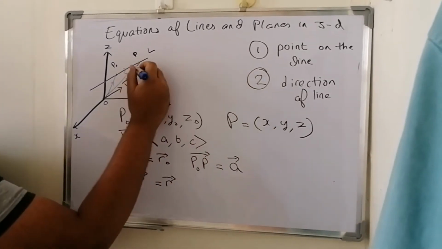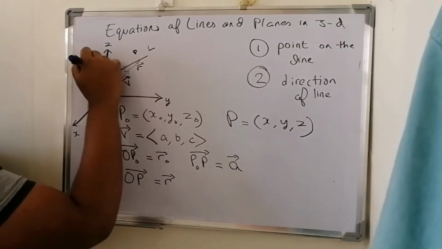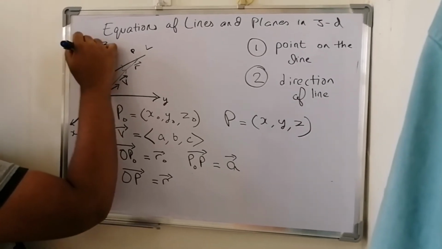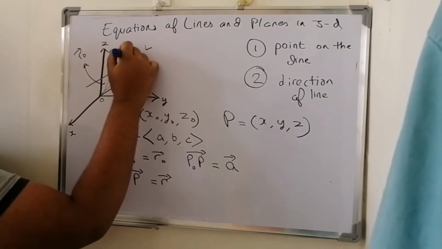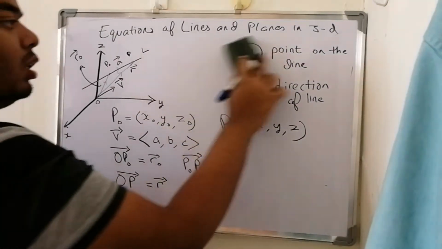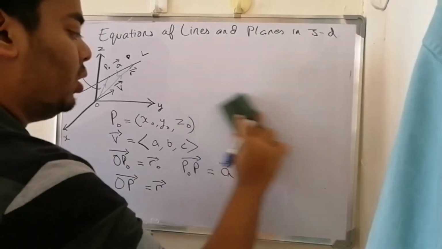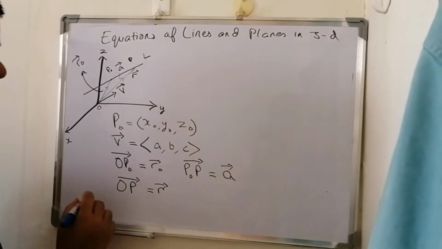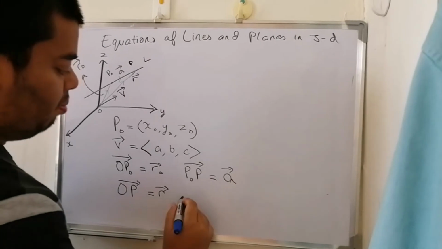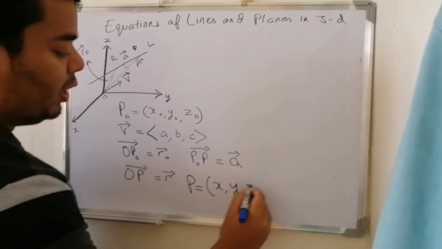So let's name the vectors here. R naught, and this is vector A. Now I'll just remove this part since we have already written down this part. So I'll write the vector P here again somewhere. P is given by X, Y, and Z.